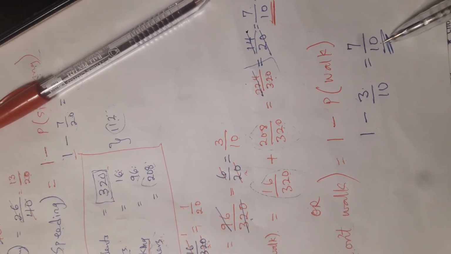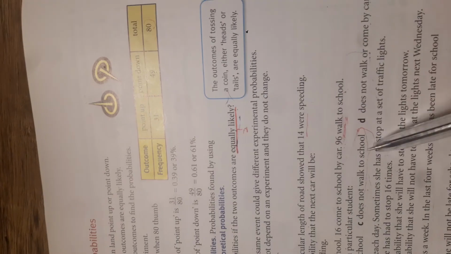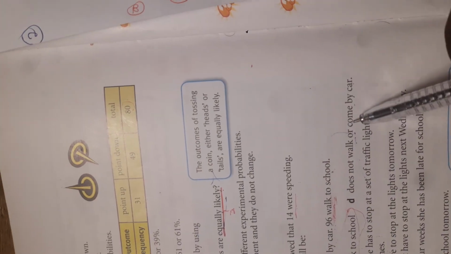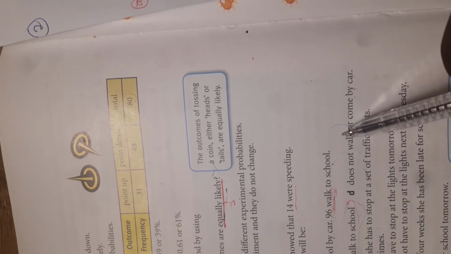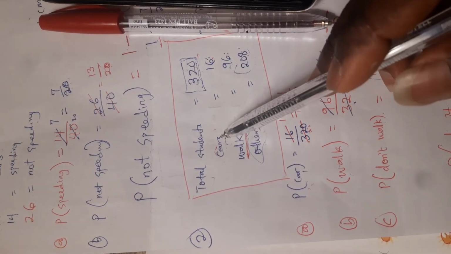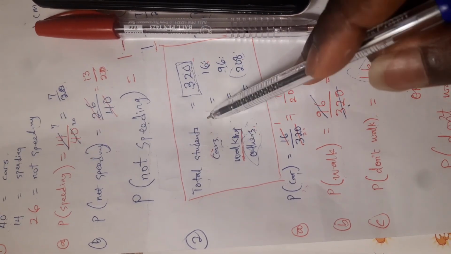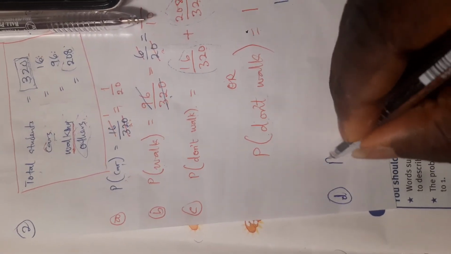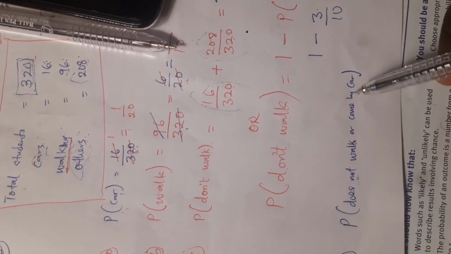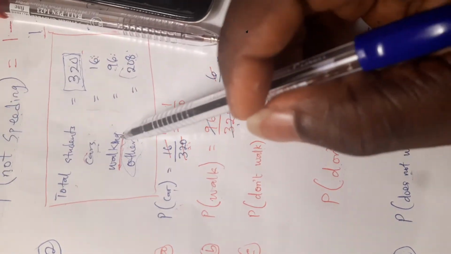Do you understand? Now the last question, question D, the probability that they do not walk or come by car. Now they don't walk and they don't use a car. It means that they use others. They don't come by walking and they don't come by car. So it means they use others. So we want to find the probability. Now the probability that they don't walk or come by car, it means that it's others.